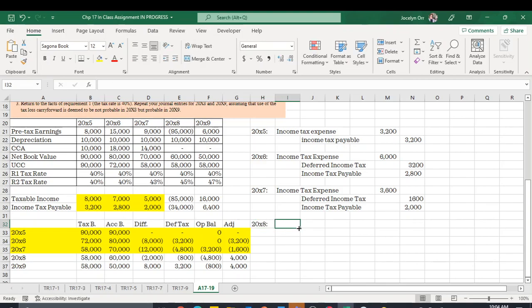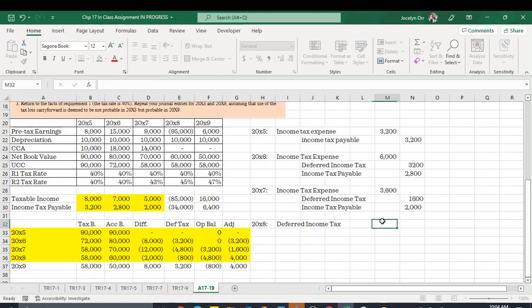Now 20X8 is where things start to get a little bit interesting because now we've had a loss. Okay, so I'm going to start off with what I know. I know that I need to make an adjustment to my deferred income tax, a debit of $4,000, right, because this is not in parentheses. So we'll include that amount, and we will get that over and done with.